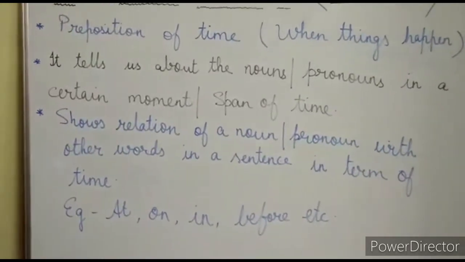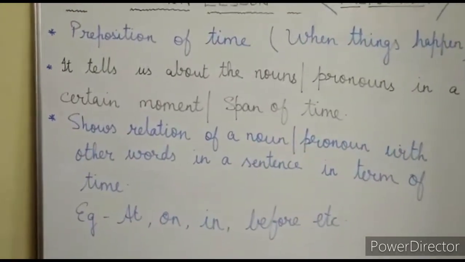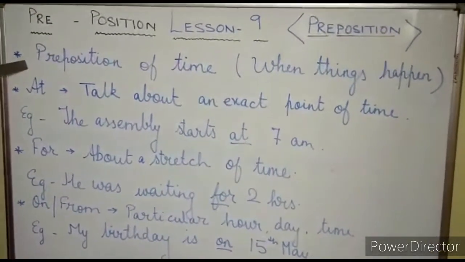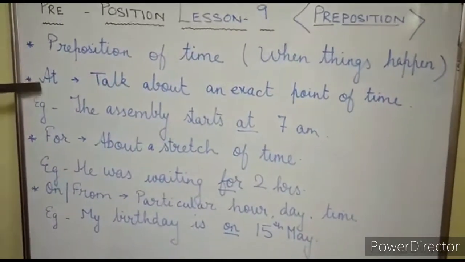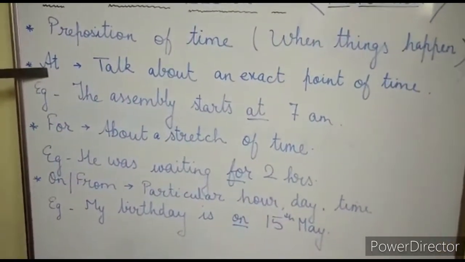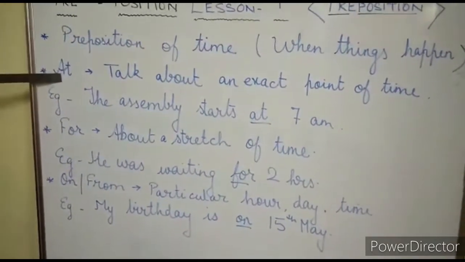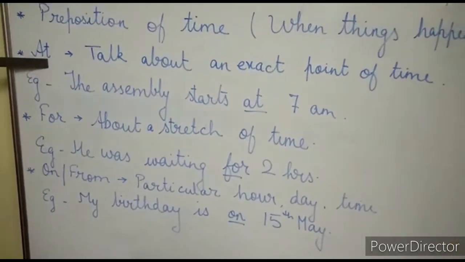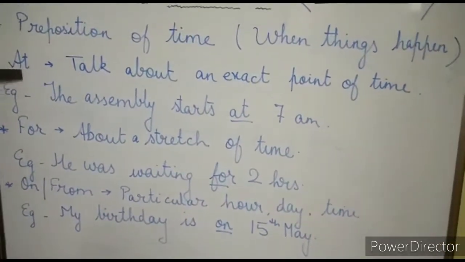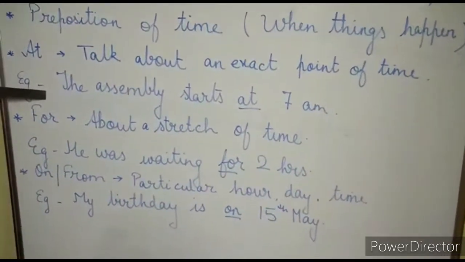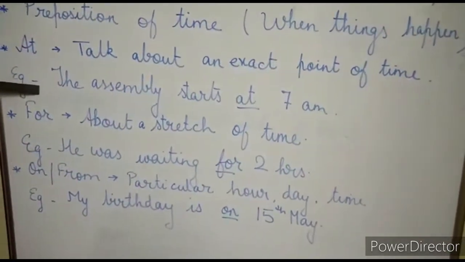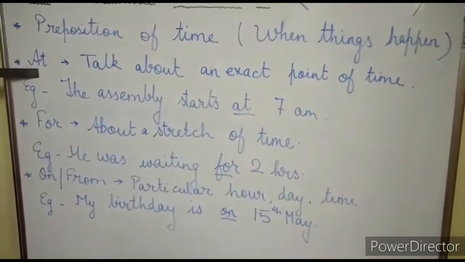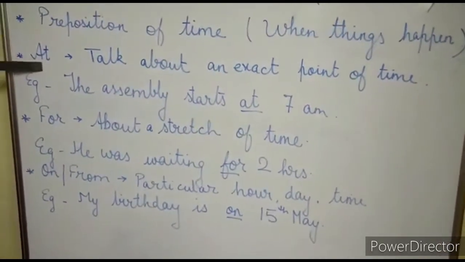Now students, let us take some examples and understand it in a better way. Let us take some examples of preposition of time. The first one, at. What is at, and where do we use at? When we are talking about some exact point of time, we use at. For example, the assembly starts at 7 a.m. That means at 7 a.m. the assembly will start. So at is used to show an exact point of time.